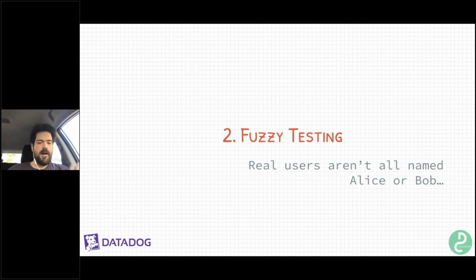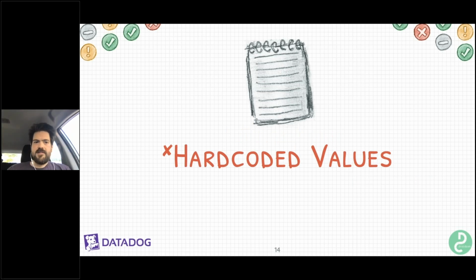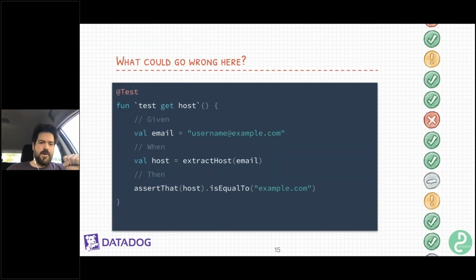This is something that I really like because real users aren't all named Alice and Bob. This is a response to the hard-coded values. Hard-coded values we know are very, very bad, but it's especially bad when you're talking about tests. Let's look at a quick example and think about what could go wrong here.